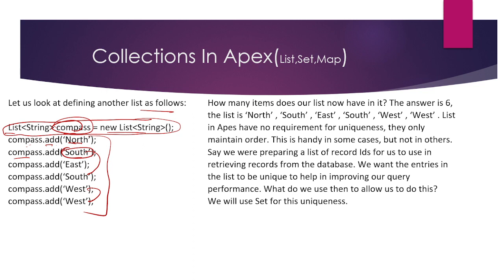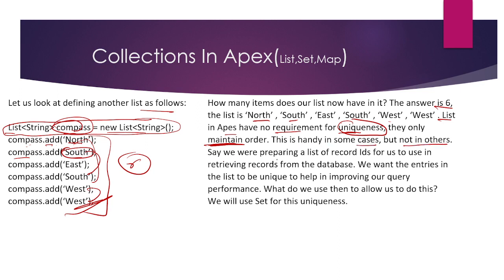How many items are in our list? How many items here? The answer is 6 items. The list is north, south, east, south, west, west, like that. We fill the values using the add method. Lists in Apex have no requirement for uniqueness. I already told you there is no requirement for uniqueness. It only maintains the order. This is handy in some cases but not in others.